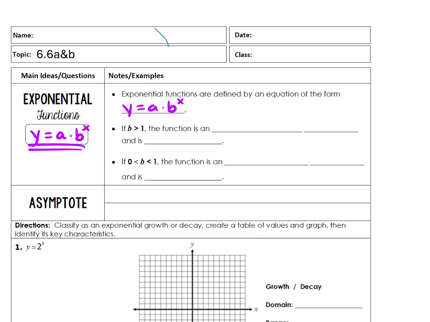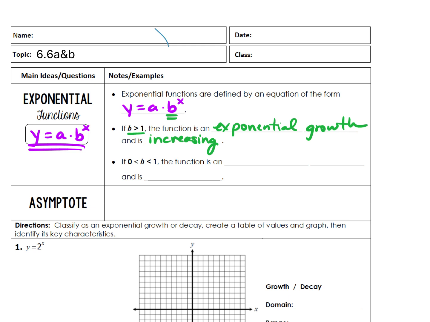So it says here, if b is greater than 1. Okay, so here's your b. Basically, we're saying the number that has the exponent attached to it will always be the b value. The a value will be something different. But if your b is a number greater than 1, we call this an exponential growth problem. So it is growing exponentially and is increasing. It's on its way up. If we're going from left to right, it's going up from left to right.